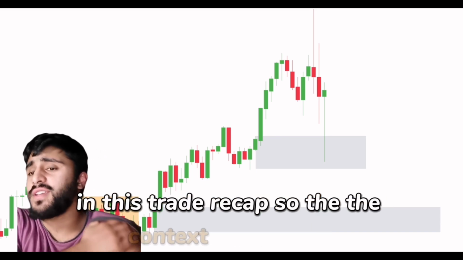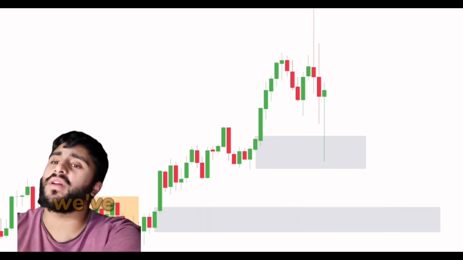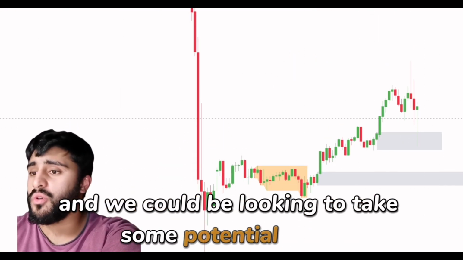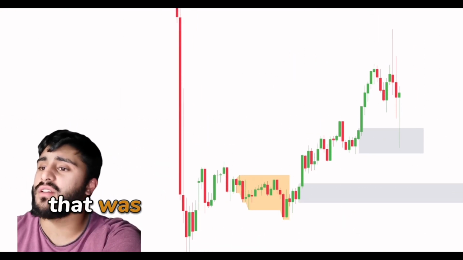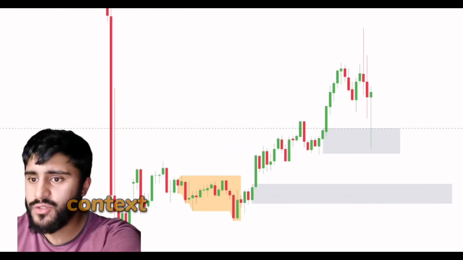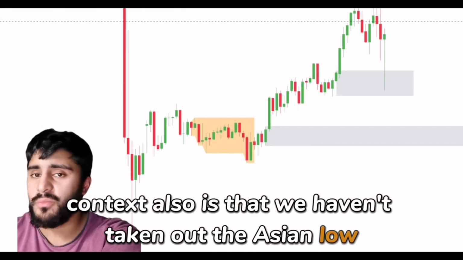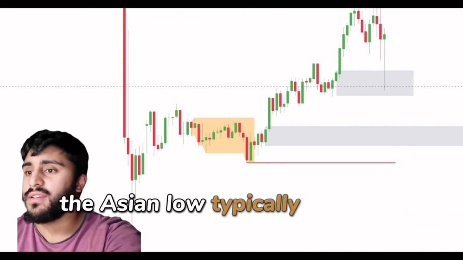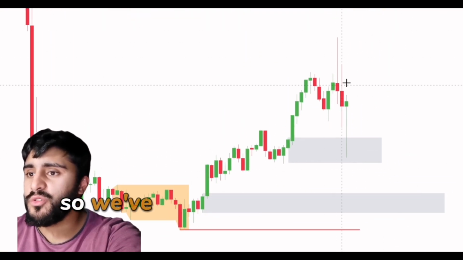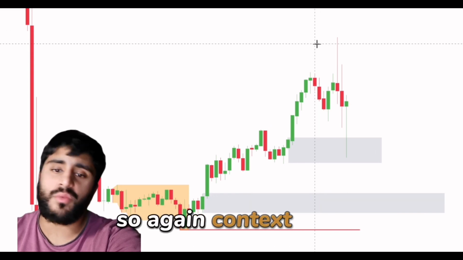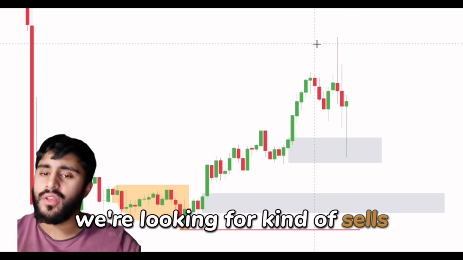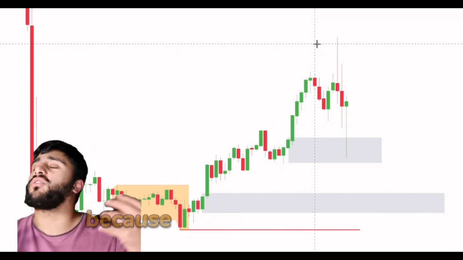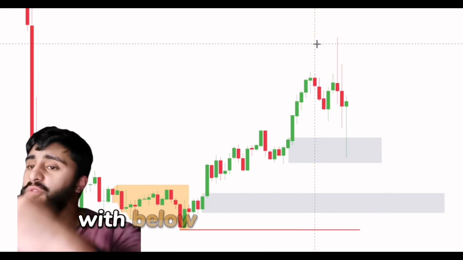So the context is, of course, we're below the weekly opening. We've had a very large sell-off from FOMC, and we could be looking to take some potential longs as we're below the weekly opening. That was kind of the thesis for the context. Context also is that we haven't taken out the Asian low, so be mindful that when price takes out the Asian high, the Asian low typically does get swept, right? So we've also had a pretty large wick over here. So again, context wise, we're looking for kind of sells going off from the heavy FOMC, but not looking to hold sells for too long because of the large sell-off. We're below the weekly opening.